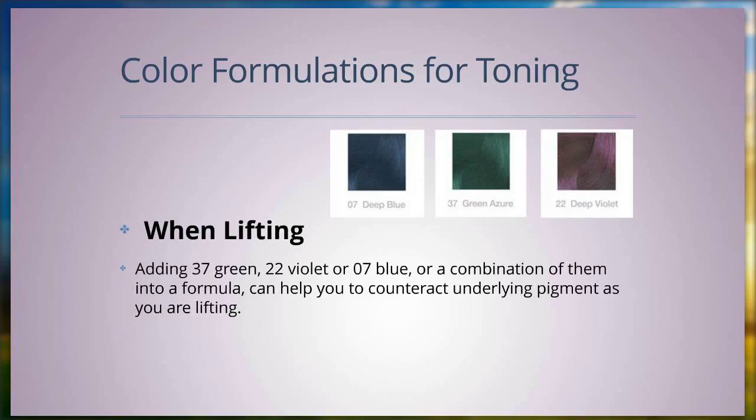And then this is the opposite. So kind of what we were talking about before. When it's not an amplifier anymore, when it's a toner, we can add 0.07, 37, or 22 to our formula, and it's going to help us tone while we lift. So those are the two basic ways to use the amplifier. Does everybody get the concept of the two basic ways? Go ahead and type a 1 if you do.